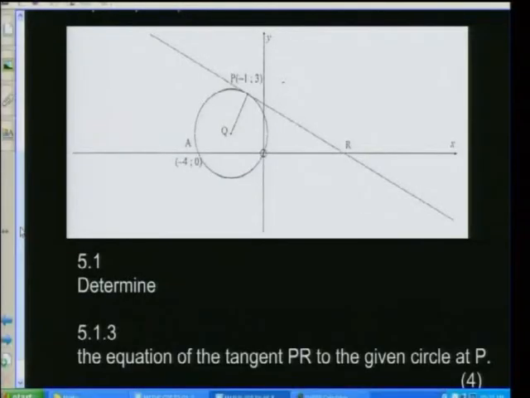Right, so nothing too wildly challenging at this point. I'm just going to fill in the coordinates of the center of the circle again. Right, the next question asks us to determine the equation of the tangent PR to the circle at P. So determine the equation of the tangent.